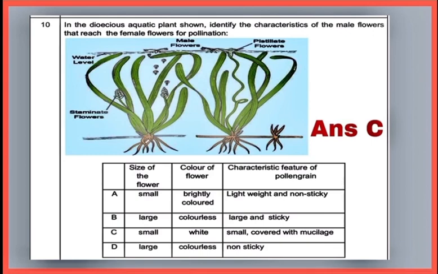Question number 10. In the dioecious aquatic plant shown, identify the characteristics of the male flowers that reach the female flowers for pollination. Option C. Characteristics of male flowers are they are small in size, white in color, and their pollen grains are small and covered with mucilage.